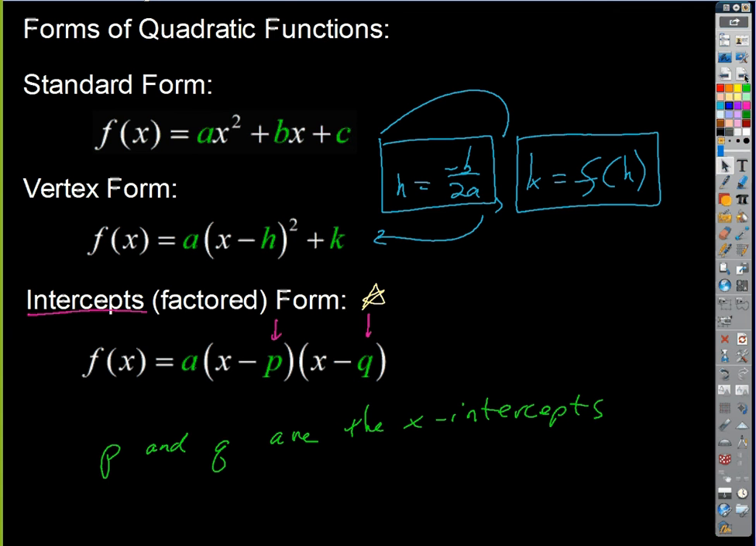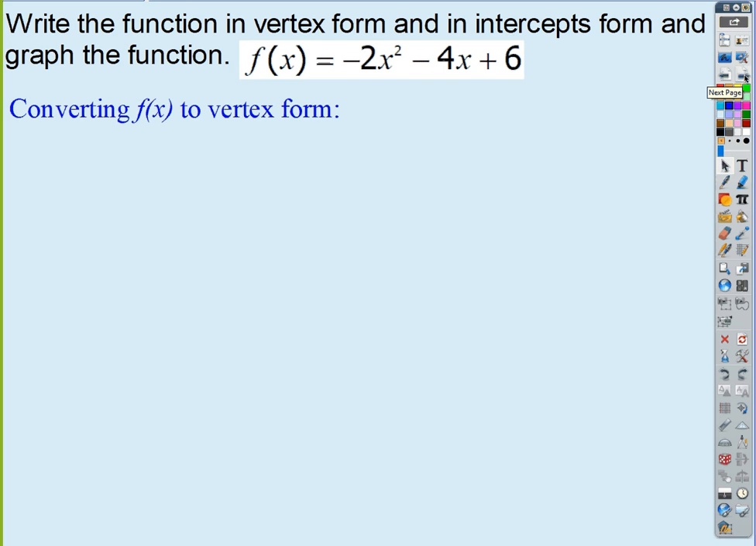So let's try some sample problems. What if we're starting with this function that's in standard form, and we want to convert this to vertex form and to factored form or intercepts form, and we want to graph it, okay? Okay, so first of all, how about if we go to vertex form? That's probably the hardest thing we do. It's not that bad. How would we put this into vertex form? What form is it in now again?